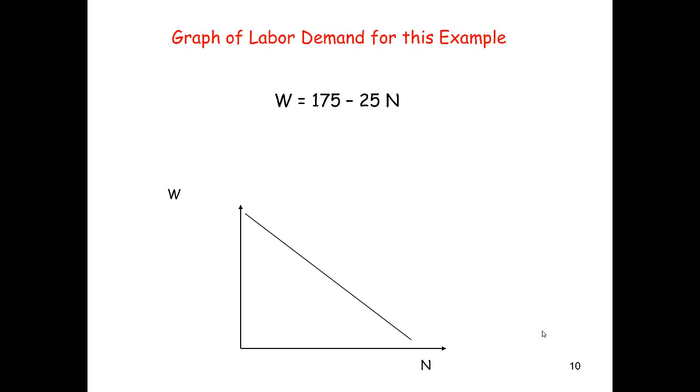And in fact, we can graph it. So let's graph the labor demand for this example. All right, we know that the firm is always going to operate at the point where the wage it faces is equal to the value of marginal product, which is 175 minus 25 times n. Well, we can just take a graph and put the number of workers on the horizontal axis, that's the n, and the wage on the vertical axis. And if we graph this, it has an intercept of 175 and a slope of minus 25. And that's our labor demand curve.